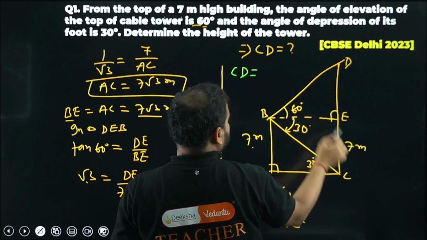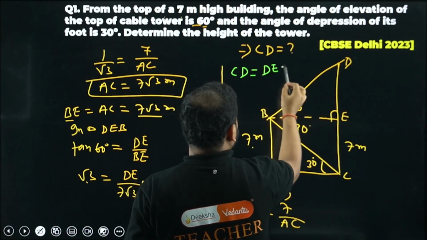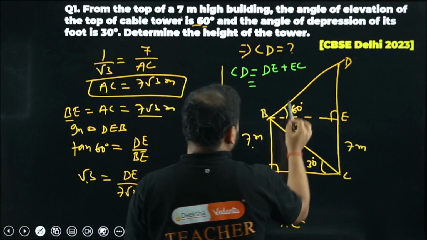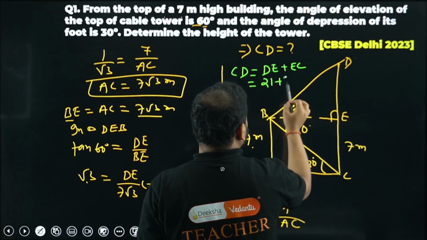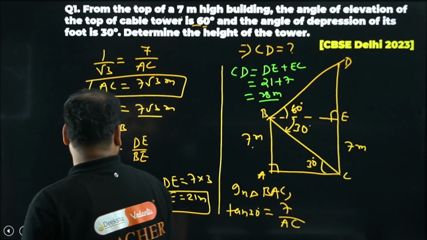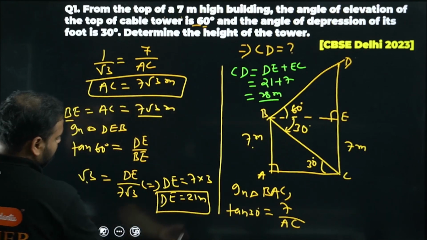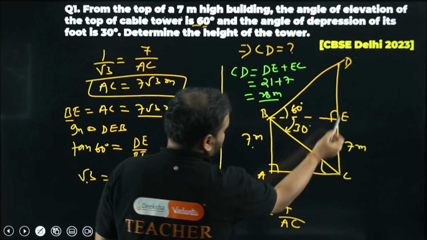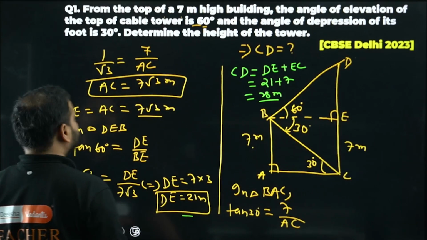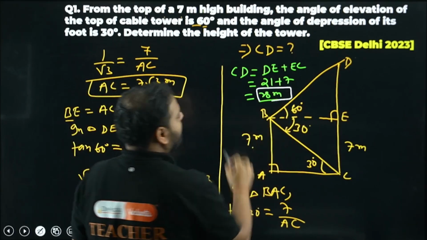CD is DE plus EC. How much is that? DE is coming as 21, plus 7. Please check. 21 plus 7 is how much? 28 meters. My final answer is written over here. Please have a look: 28 meters.